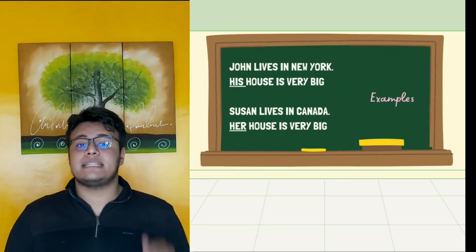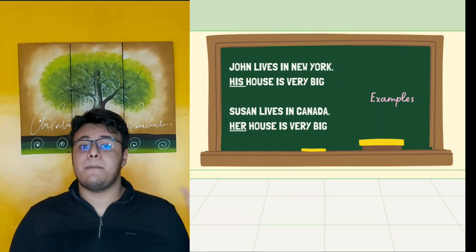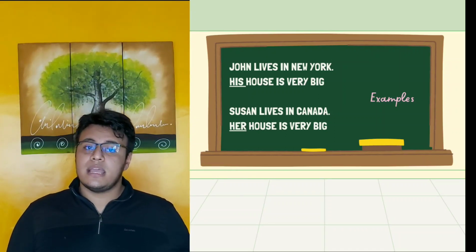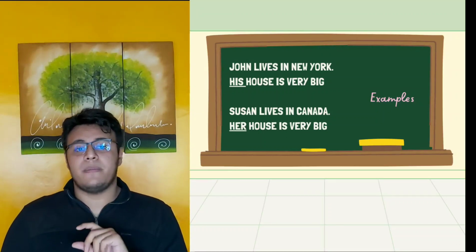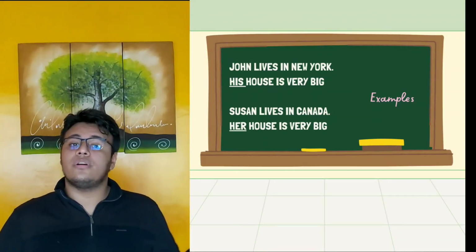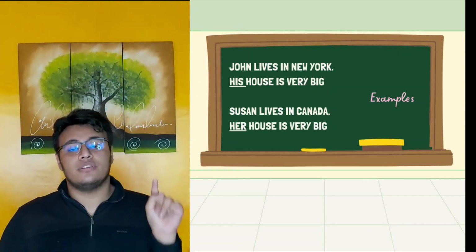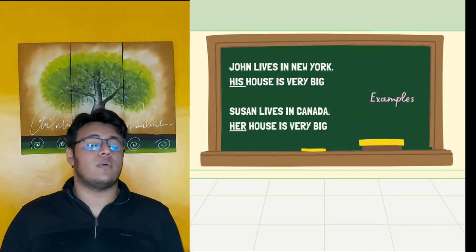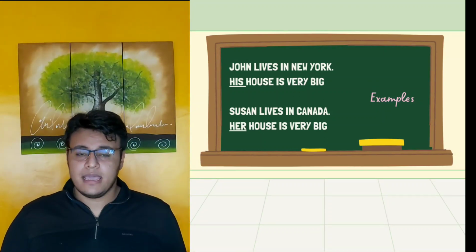Now, the second example: Susan lives in Canada. Her house is very big. Susan is a girl, so that's why we're using her. Her house is very big. In this case, we are also using a possessive adjective to indicate that the house belongs to Susan. Susan is a girl, that's why it's her. Her is for possession, okay?